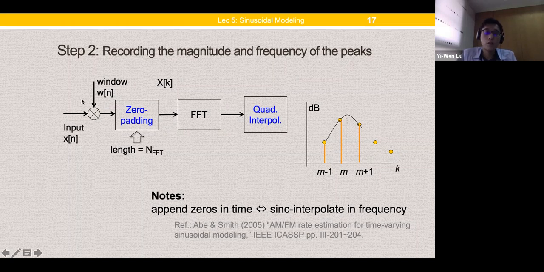Okay, so zero padding already gives you more points to be considered as the peak, and then from there you find the maximum and then fit the parabola near that maximum. That's the step in your homework. I asked you to do this, right?